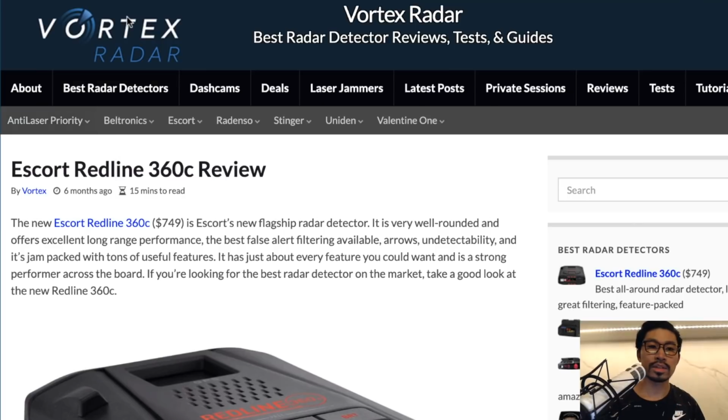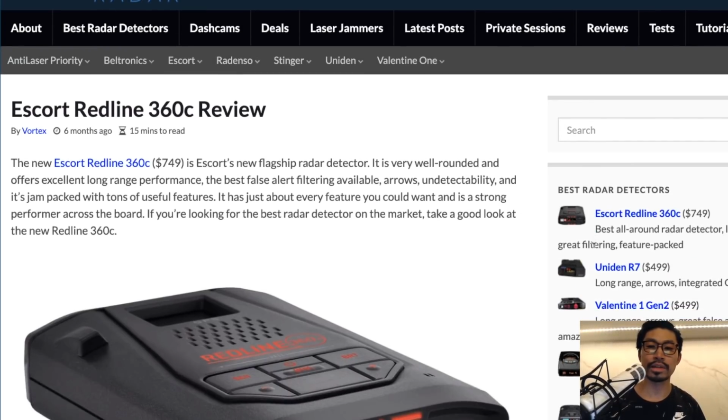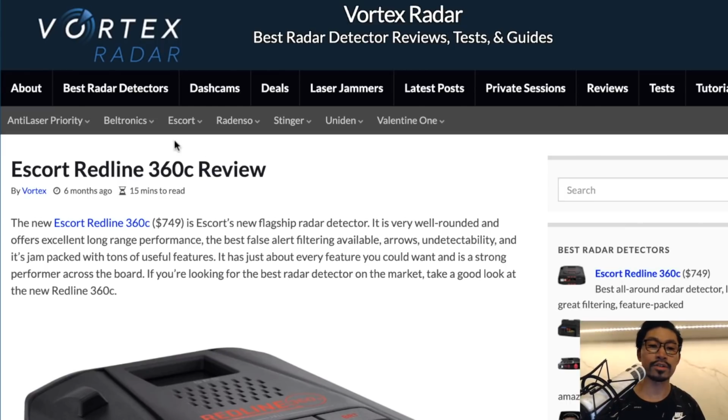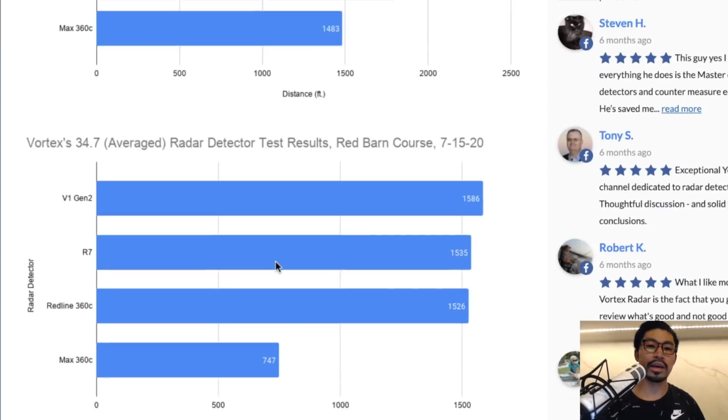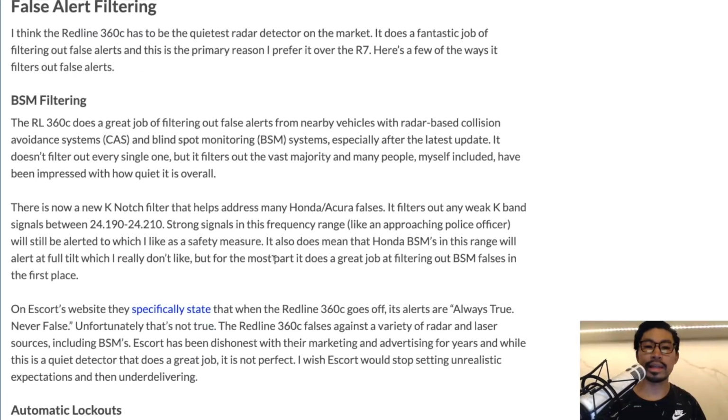Now they take it a little step further because they have things like the best radar detector list. They have how to configure, so they have tutorials. But essentially, guys, this is what we're looking at. We're looking at a bunch of products compared, and you can see right here that you have some images and things that honestly anyone can have access to.